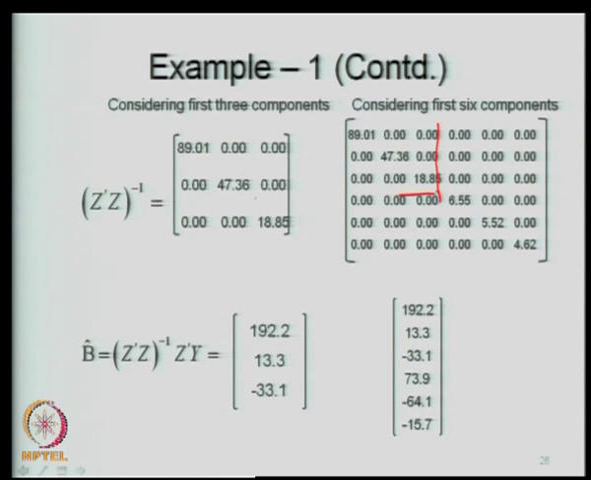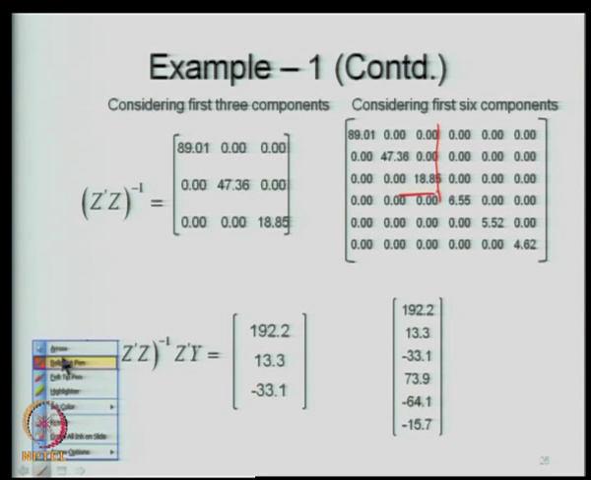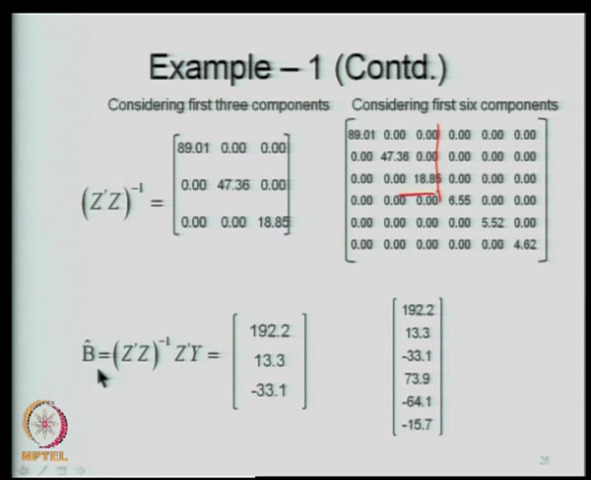This is my first 3 components, whereas if I took all the 6 components, I would have got this matrix. So, this is just a subset of the earlier matrix. So, I get these principal components and then obtain the B cap, which is the estimated values for the parameters B as 192, 13.3, minus 33.3.